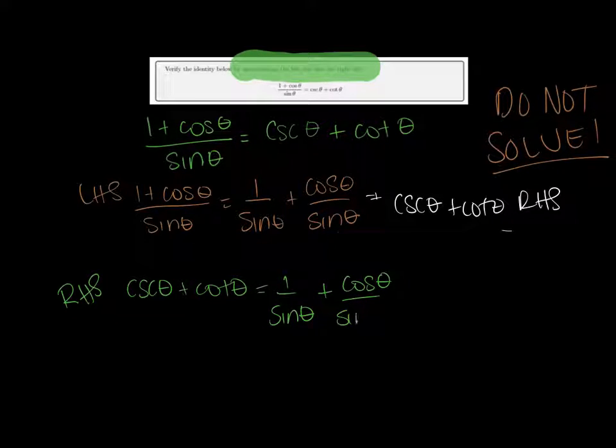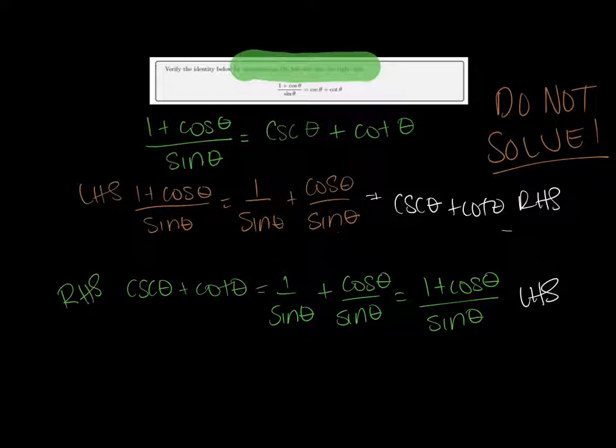They already have a common denominator, so I can simply add the two quantities. My numerator is 1 plus cosine theta, my denominator is sine theta, and look, that is the left-hand side of my identity, and I'm done. Either approach would work for verifying this identity.